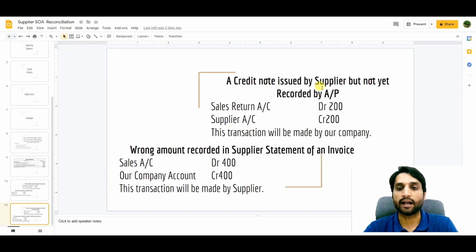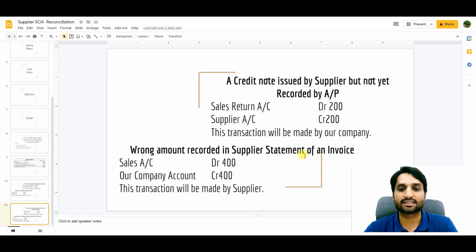Next, a credit note issued by the supplier but not yet recorded by our accounts payable department. This entry should be made by our company. So we return some goods and the supplier issued a credit note. So purchase return debit and supplier account credit with 200.